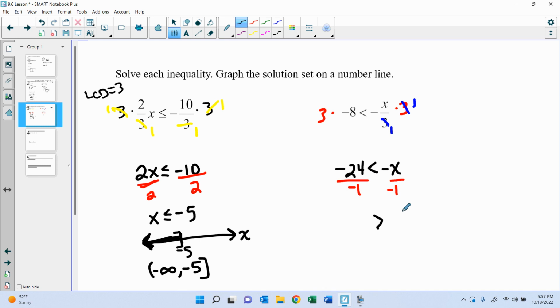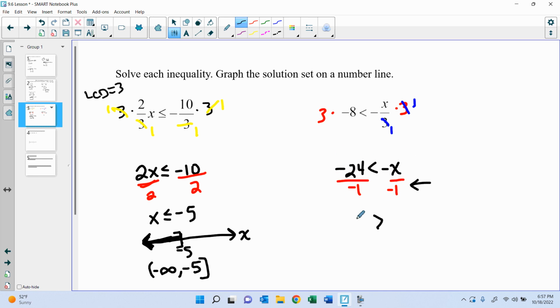Very important. So this would be a good place in your notes. You can even pause the video and write a note to yourself, because we had to divide by -1, we had to flip the inequality around. So instead of a less than, it's a greater than.